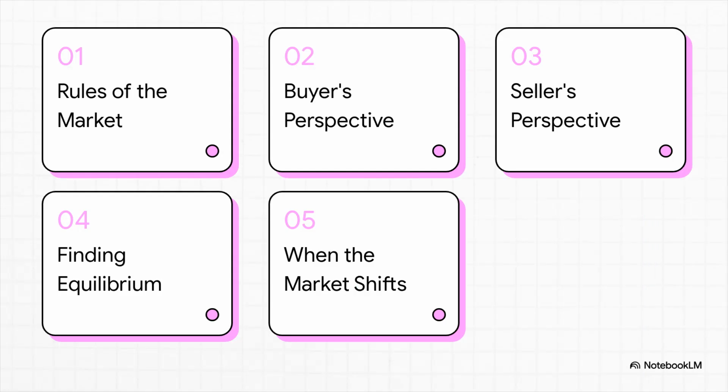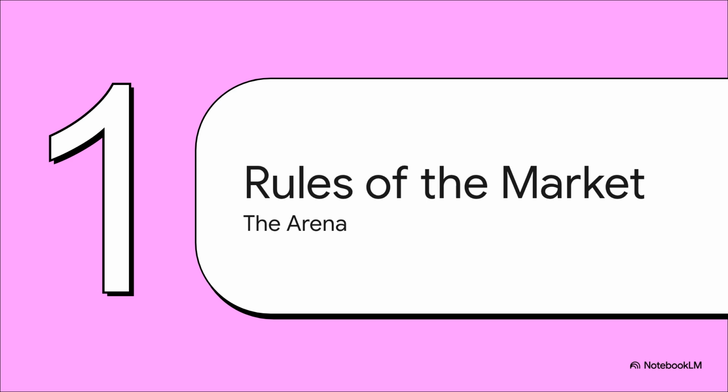To break down this dance of the market, we're hitting 5 quick beats today. First, the rules of the market. Second, the buyer's perspective. Third, the seller's perspective. Fourth, finding the equilibrium. And finally, when the market shifts. We really have to understand the isolated rules for buyers and sellers completely separately before we smash them together. Okay, let's jump straight into Section 1, the rules of the market.